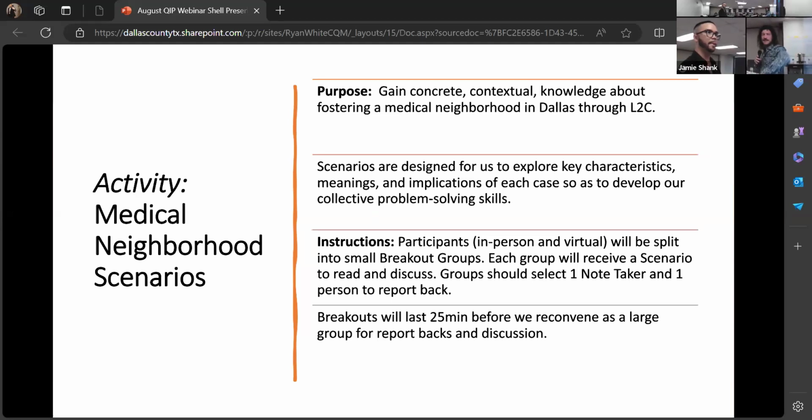So participants, we're going to split you up into small groups, and each of you is going to receive a scenario to read and discuss. We want you to have one note taker and one person to report back. The breakouts will last for 25 minutes before we all come back together. This is meant to be an in-depth conversation about this particular person's case.